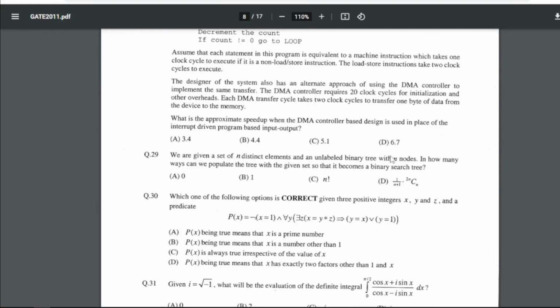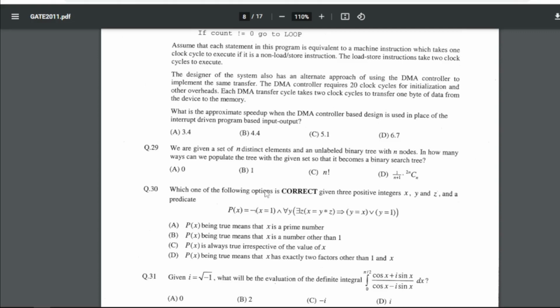29 is: we are given a set of n distinct elements and an unlabeled binary tree with n nodes. In how many ways can we populate the tree with the given set so that it becomes a binary search tree? So for 29 our answer will be B, that is 1. So 1 will be the answer.